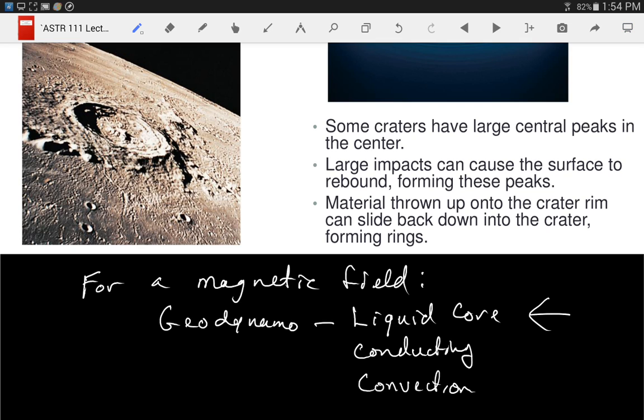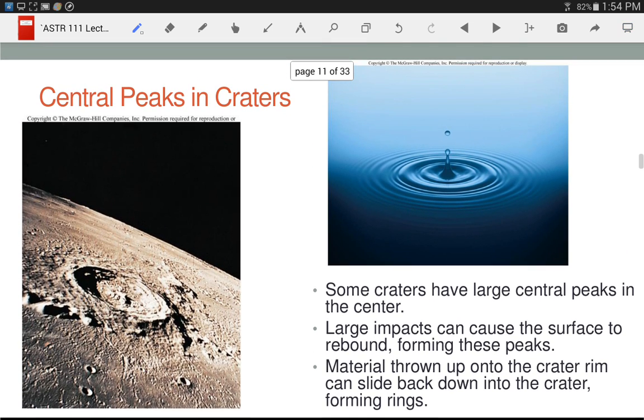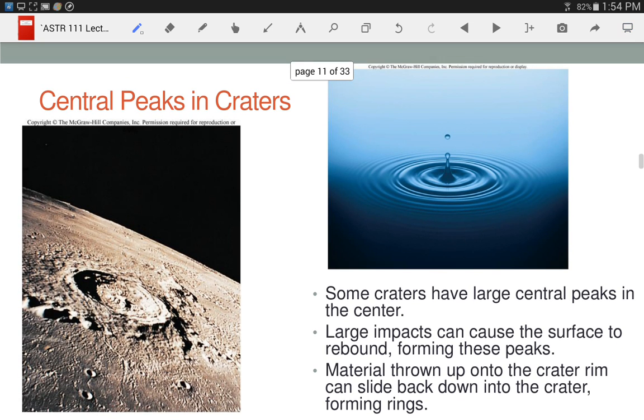Now, when we get to Venus, we'll have no magnetic field, but they believe it definitely should have a liquid core, so it'll have to be something different. So the moon doesn't have that liquid core? Right. The belief is the moon must not have a liquid core.